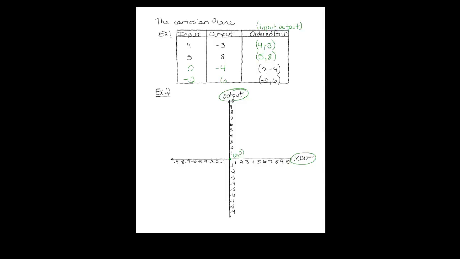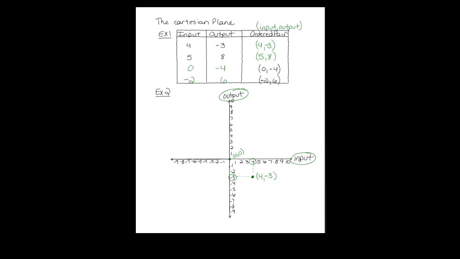So starting with this first one, we have 4, -3. 4 is the input value, so we locate that on the horizontal axis. -3 is the output value, so we locate that on the vertical axis. The point goes right in line with the 4 and the -3, so the point would go directly under the 4 and directly to the right of the -3. This is the point 4, -3. Same procedure for any ordered pair.